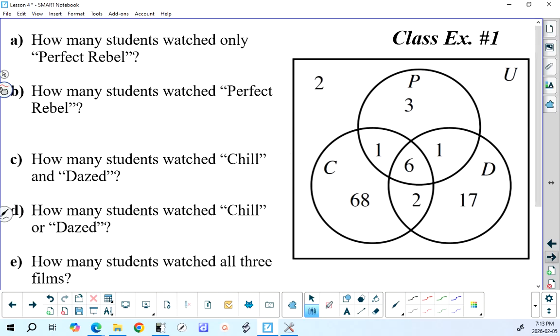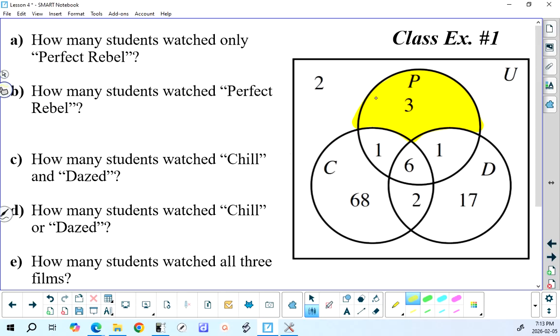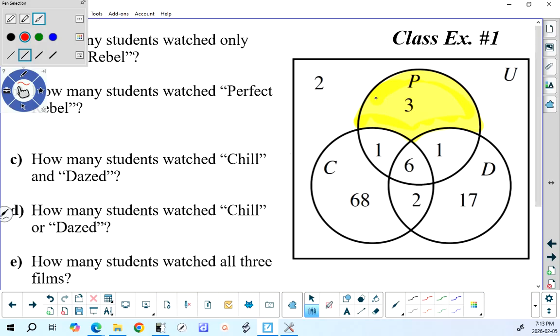The first question is, how many students watched only Perfect Rebel? Well, that is this region of the Venn diagram. The students who watched only Perfect Rebel are the ones in here. Again, I'm coloring a little outside the lines, but that's just the way of the world. Chalk it up to error. The bottom line is there are only 3 students who are in that region. So the answer to the first question is 3.